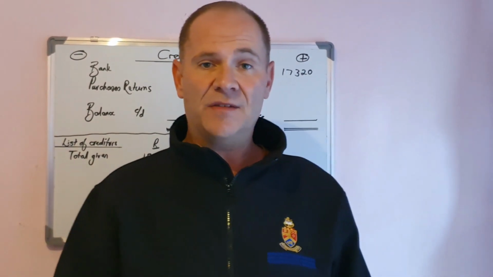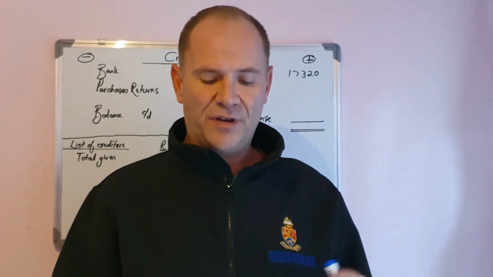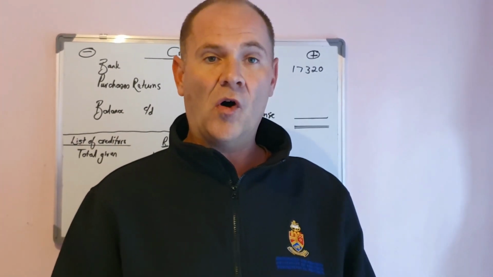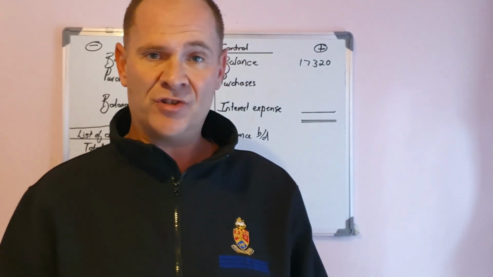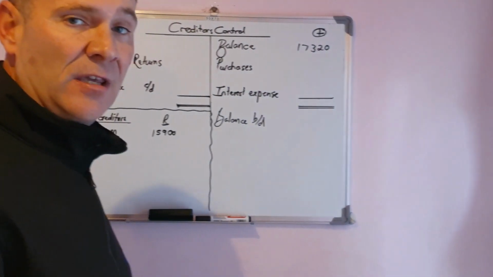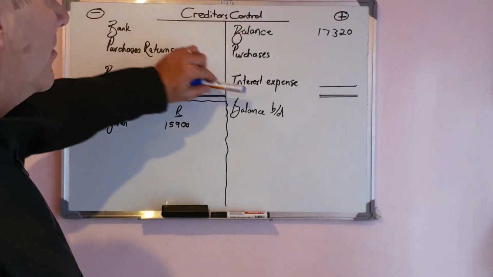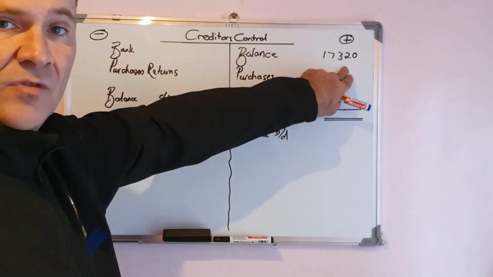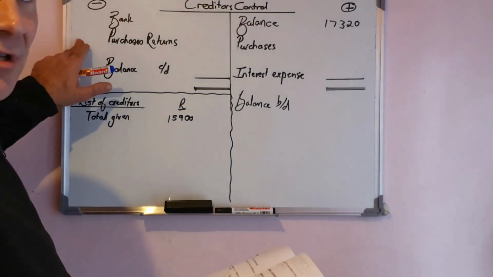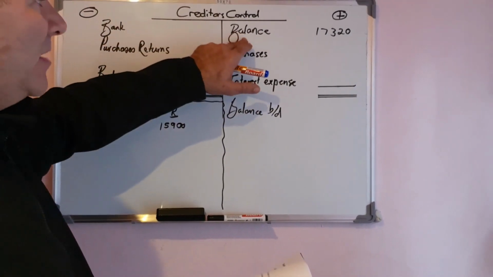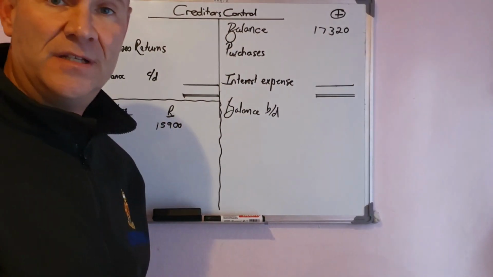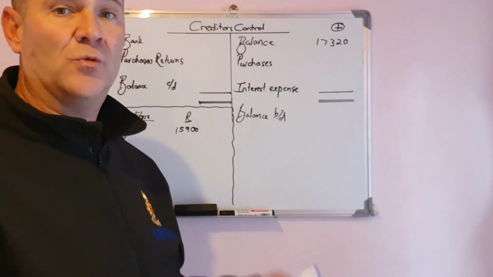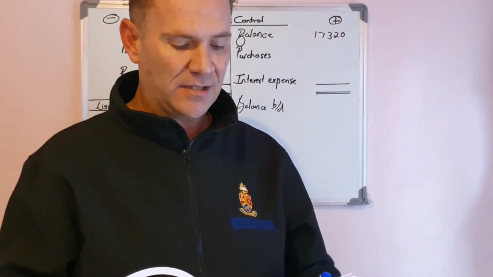They've also given us information with regards to the opening balance of our creditors control account. That was 17,320 Rand. Because we are making use of creditors, it means that we are dealing with a liability, increasing on the credit side and decreasing on the debit side. The opening balance of 17,320 Rand, we will then fill it in on the credit side as what we are owing in total to our creditors.